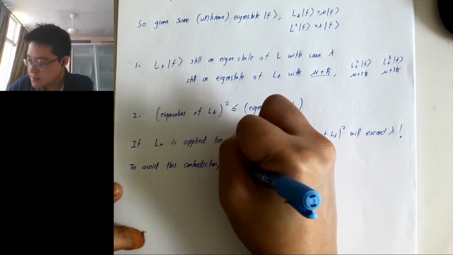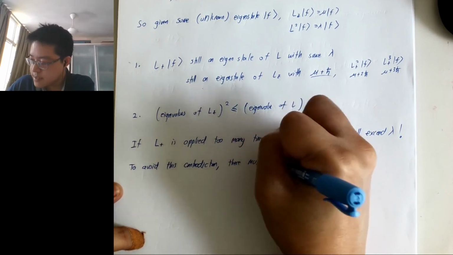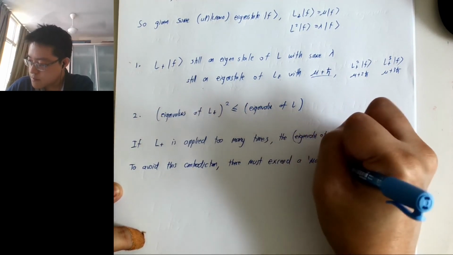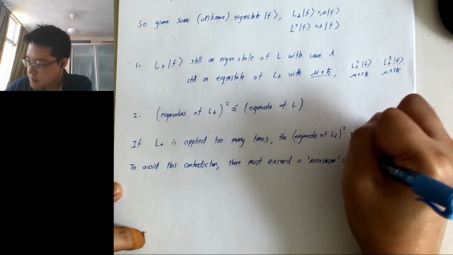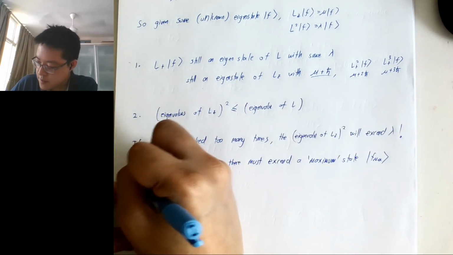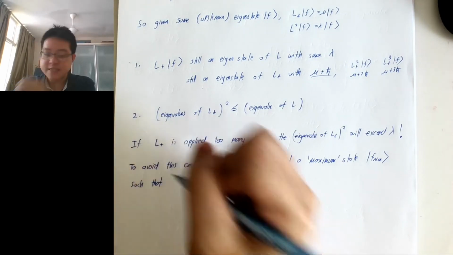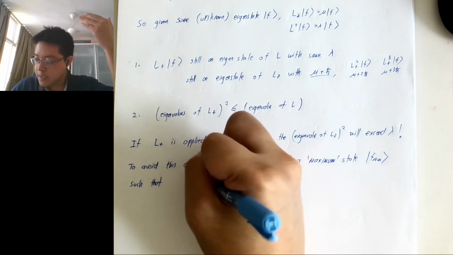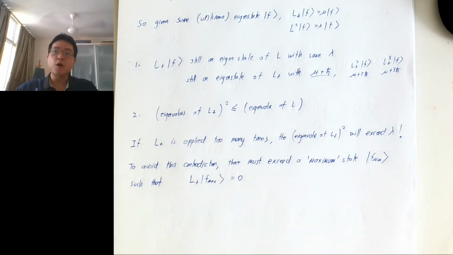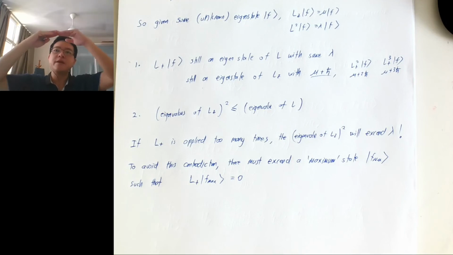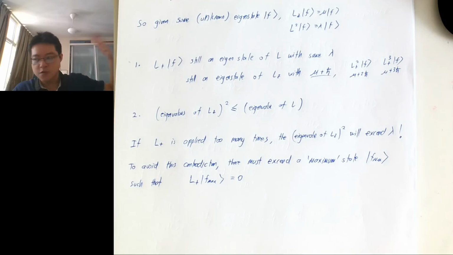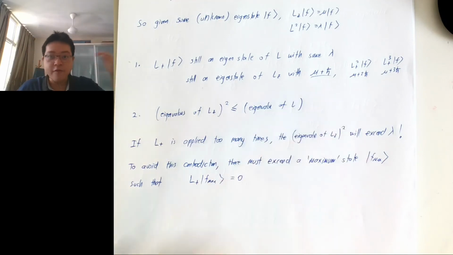To avoid this contradiction, there must exist a maximum state, which I will call f max, such that when the maximum is achieved, L plus f max becomes 0. So if I operate enough times and reach the maximum already, then if I try to increase it any more, it will become 0. This is one way to avoid the contradiction.